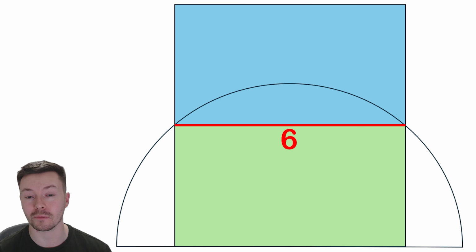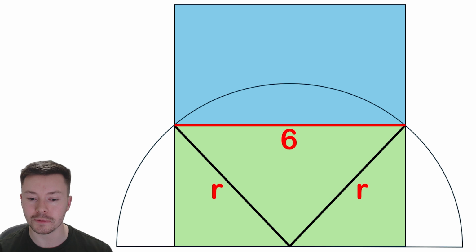Now that tells us a few things. That tells us that the width of the square, or the length of the square, is 6, so the width and the height are 6. Now that's a very useful thing to know. From there, what we can do, and what you probably should always do with anything to do with circles, is to put radii on there. So let's put the radii on our diagram like that.